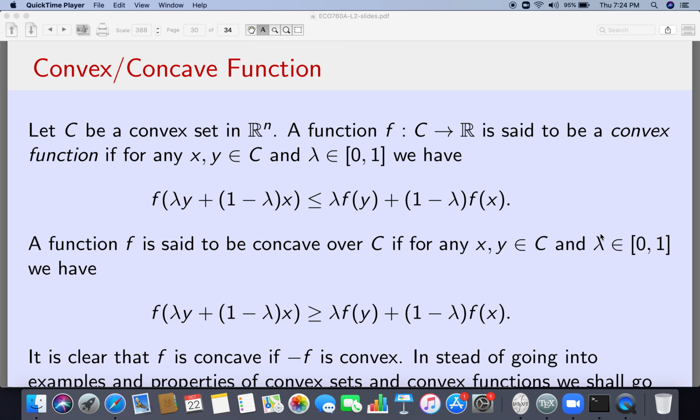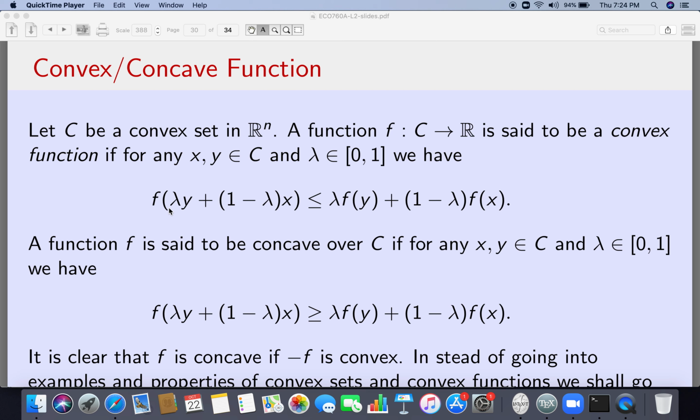So you take any convex set C in Rn, and a convex function is a function which satisfies the following fact: if you take any x, y in C, then the functional value at any convex combination of these 2 points, a point combined in this form, lambda y plus (1 minus lambda) x, which is called a convex combination of the 2 points x and y, that is, the functional value of any point on the line segment joining x, y, would be less than or equal to the convex combination of f(y) and f(x).